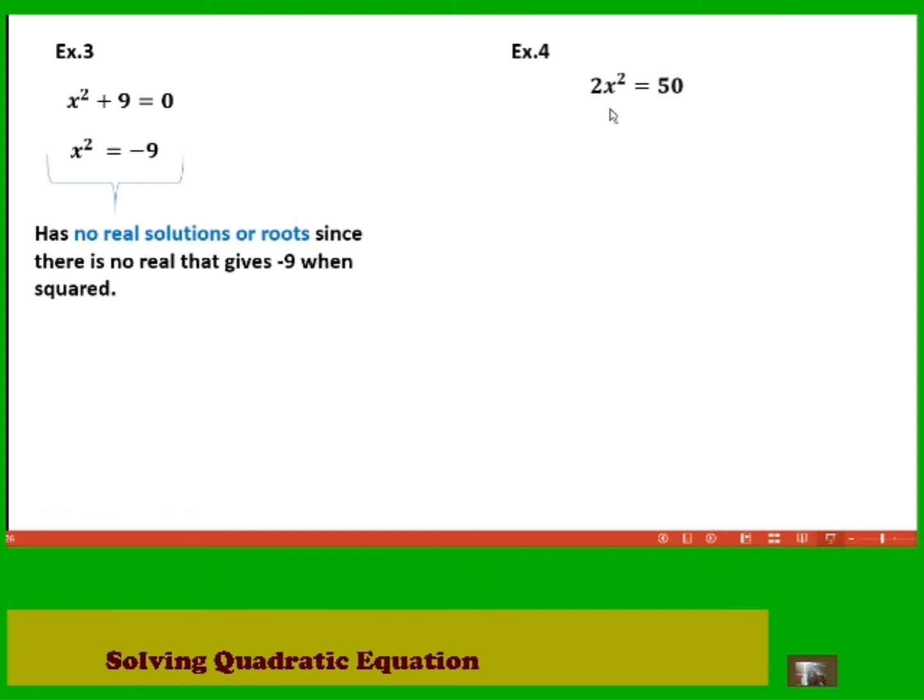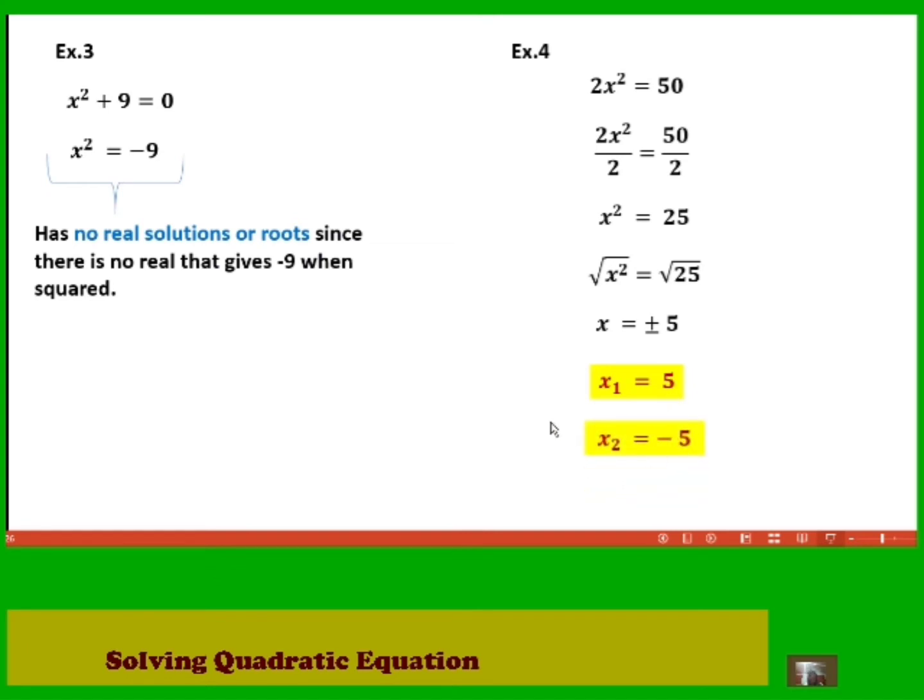Another example, 2x squared equals 50. Dividing both sides of the equation by 2 so that we have a reduced form of the equation. To solve for x, extract the square root on both sides of the equation. Square root of x squared is x and square root of 25 is positive or negative 5. So the two values of x, one is positive 5 and the other is negative 5.